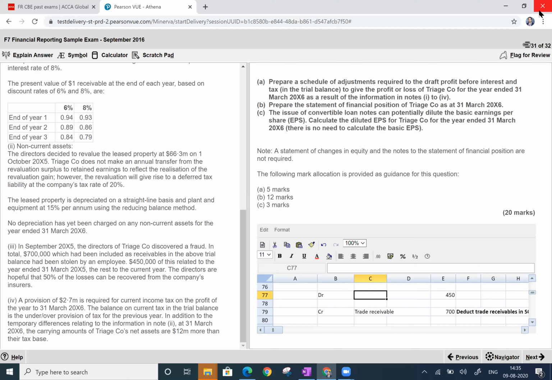Okay, so what you have to do, as most of the students are, now remember this: if it is previous year fraud, debit retained earnings, and if it is current year fraud, debit SOPL. So how much is previous year? It's 450. So the balance will be current year. So this one, deduct from retained earnings, because it is debit. Deduct from retained earnings in SOFP, and this one show in SOPL. Clear?